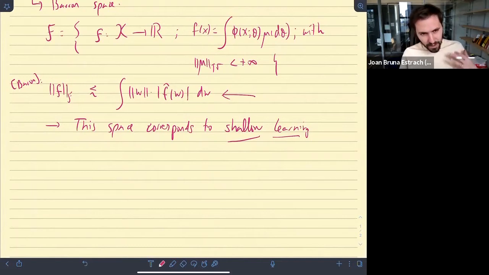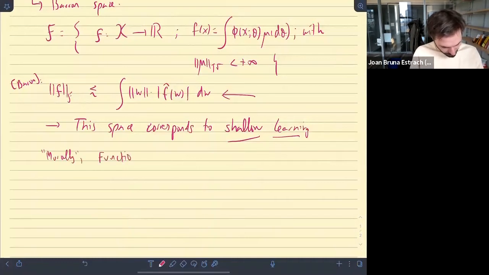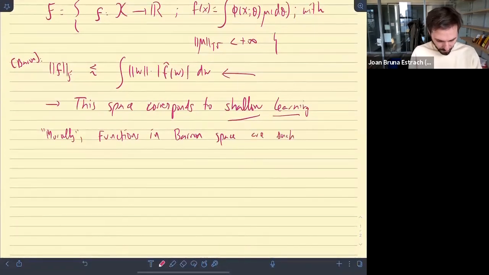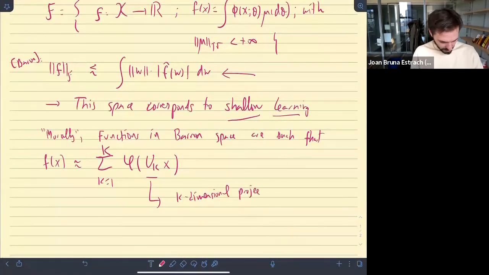And just to get the intuition of why something is fundamentally missing in this picture, without going too much into the technical level, how can we understand which functions have a Barron norm that is not too large? Morally, functions in this space are such that f of x is approximately equal to a sum from k equals 1 to K of functions that depend on just projections of the data. So this is a k-dimensional function, and this is a linear projection.